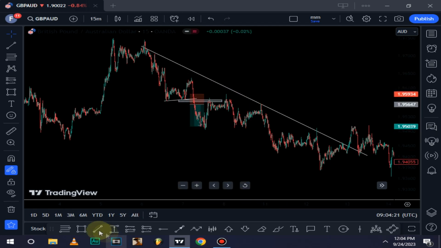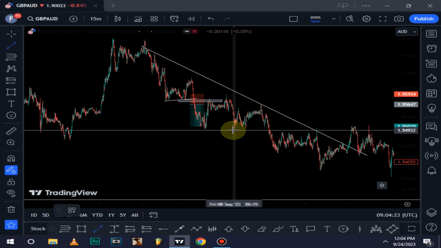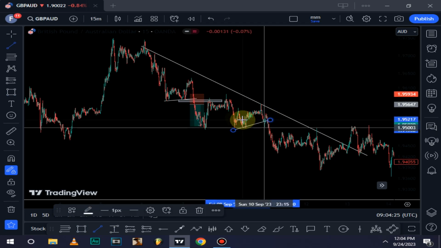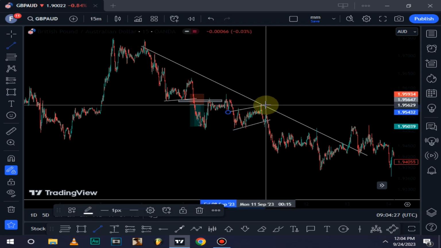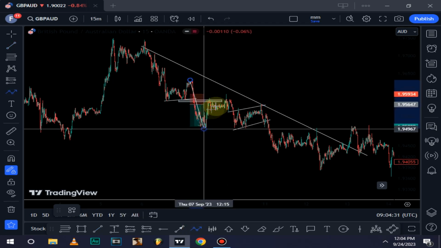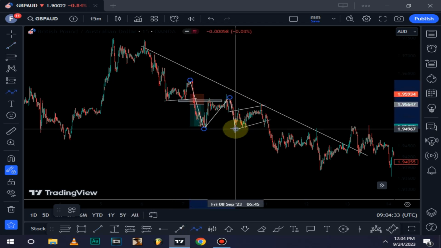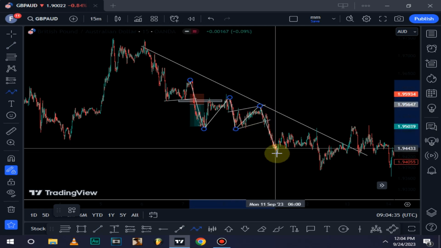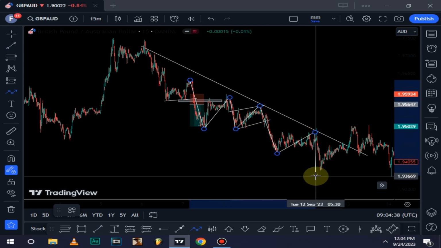Okay, you need to understand. We can see this. There was also another pullback over here, guys. These are just continuation patterns. Let me tell you what's happening. You can see an impulse movement, a correction, impulse movement, correction. So as usual, impulse movement, correction, impulse movement, correction.